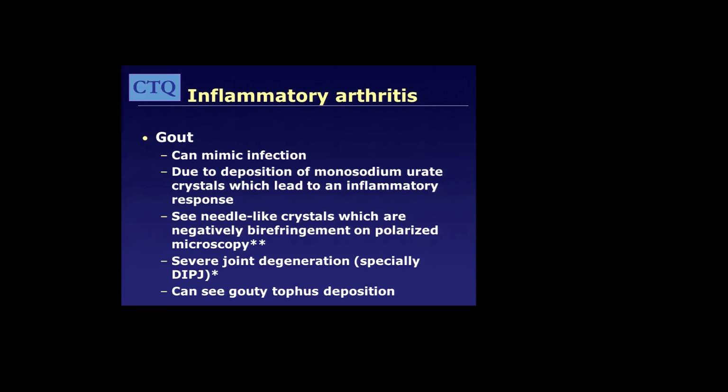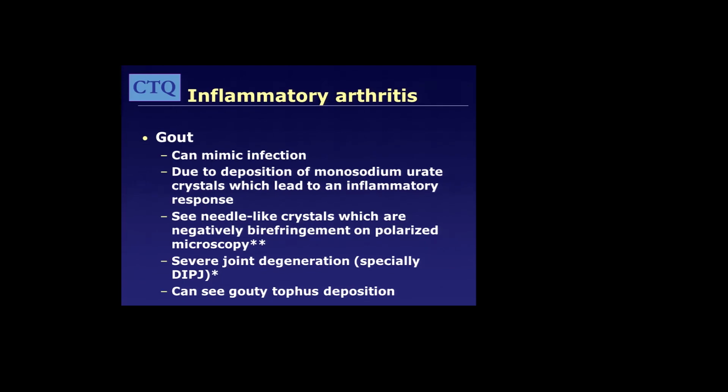Inflammatory arthritis, gout, is the crystalline arthropathy due to the deposition of monosodium urate crystals. These crystals lead to an inflammatory response. These needle-like crystals are negatively birefringent on polarized microscopy. These can lead to severe joint degeneration, especially at the DIP joint.